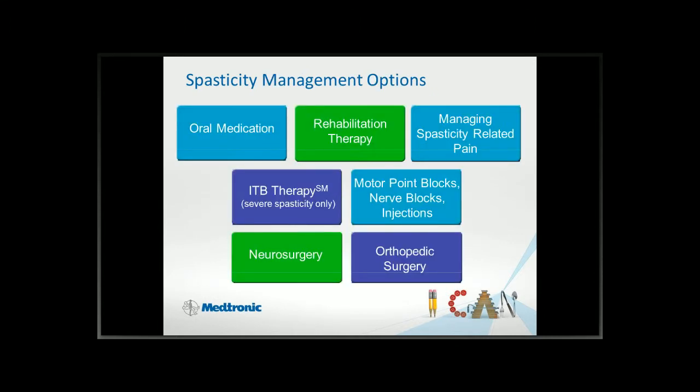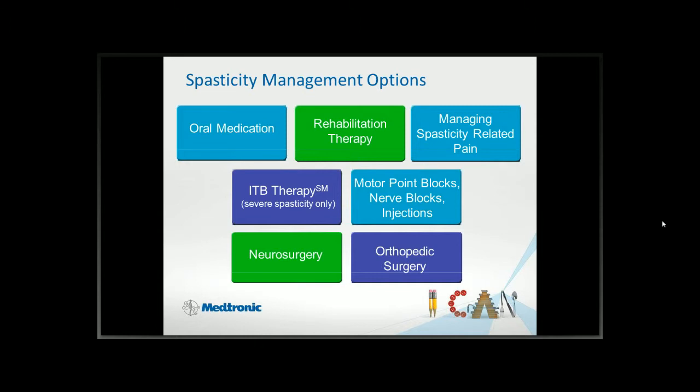There are many approaches to spasticity management, and often a combination of treatments may be required to adequately or optimally treat an individual patient. Treatment options include many of the following, including oral medications, rehabilitation therapy, managing spasticity-related pain, intrathecal baclofen therapy, motor point blocks, nerve injections or other injectables, neurosurgery, as well as orthopedic surgery. So let's review some of these more in depth to give you more information.